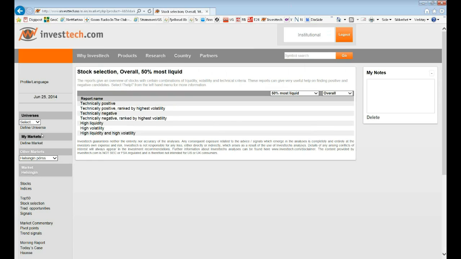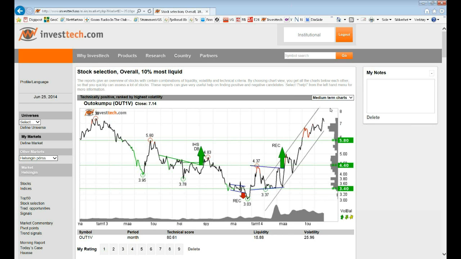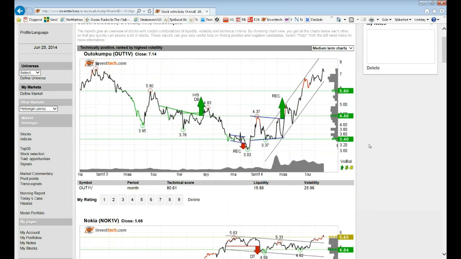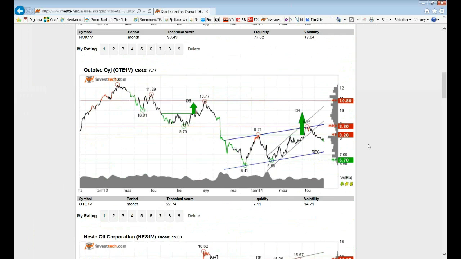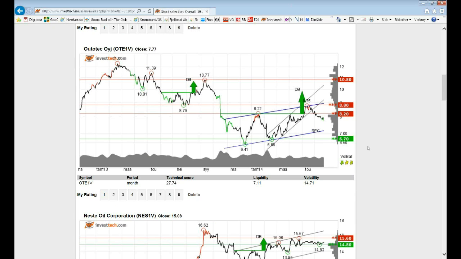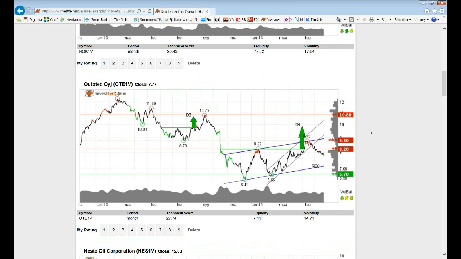If you go back to stock selection, if you're interested in other types of measurements, you can, for instance, go for the 10% most liquid. You can also sort them by volatility. You can also look at a table view, but you can also look at graphs. If you go to the medium-term charts, you can see the stocks based on the graphs, which is more visual and easier to look at. You can scroll down, you will see Outokumpu, Nokia, Outotec Oy, Neste Oil Corporation again. This tool is very nice when you want to look for the right candidates based on your needs and your investment strategy.